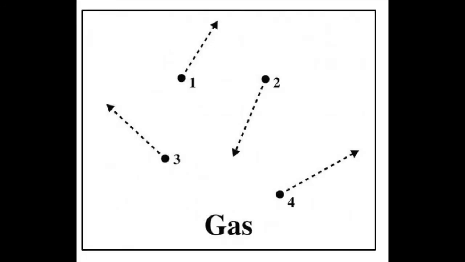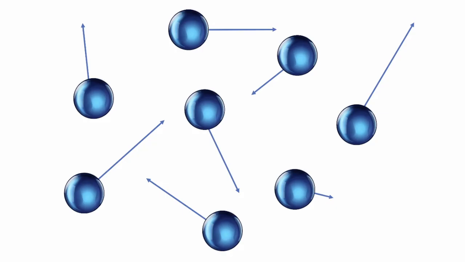In particle diagrams like this one, it's common to see arrows attached to the particles. The arrows denote the speed or energy of the particle. The longer the arrow is, the more kinetic energy there is, and the faster the particle is moving. Remember, temperature is a measure of average kinetic energy, and some particles are moving faster, and some particles are moving slower in any given sample.